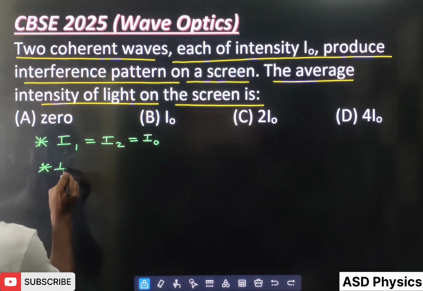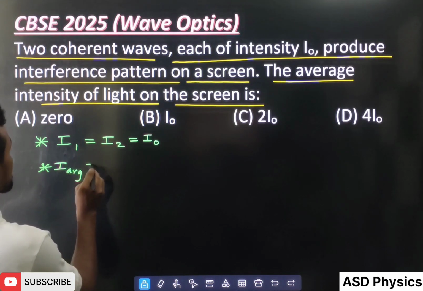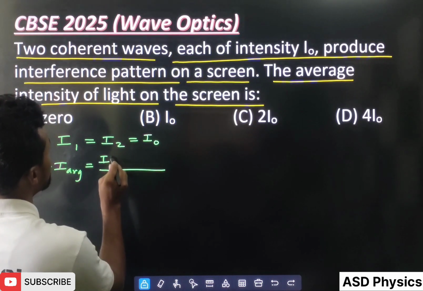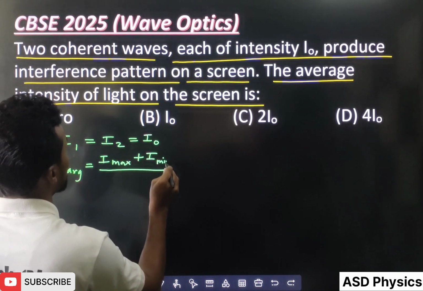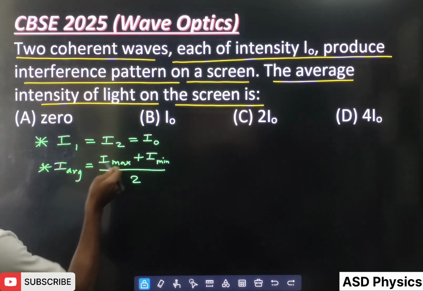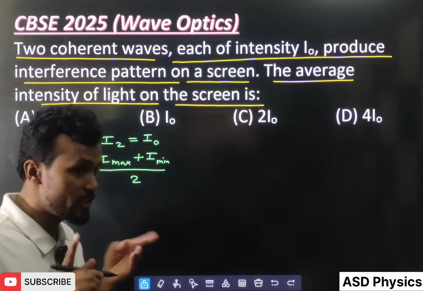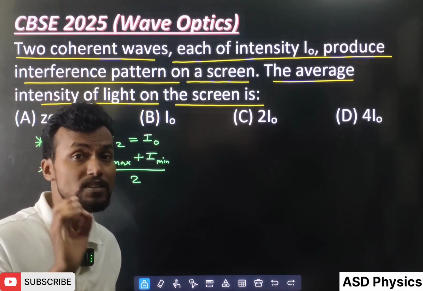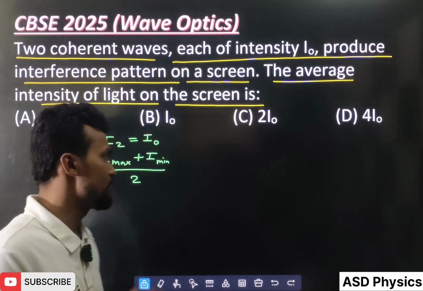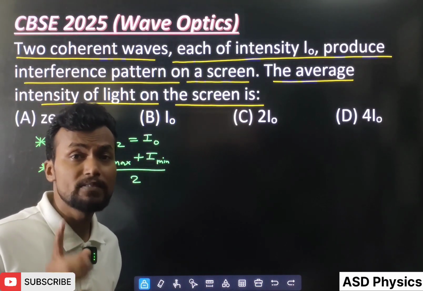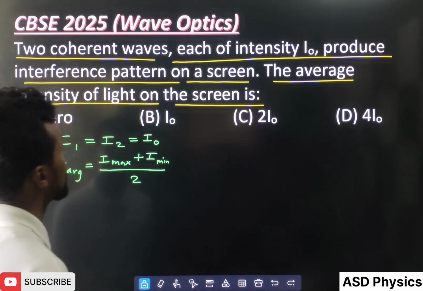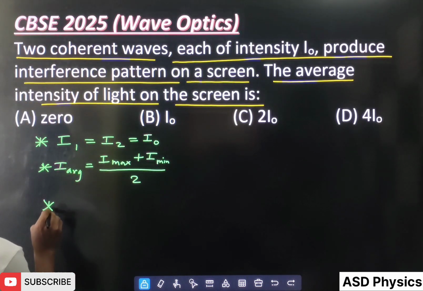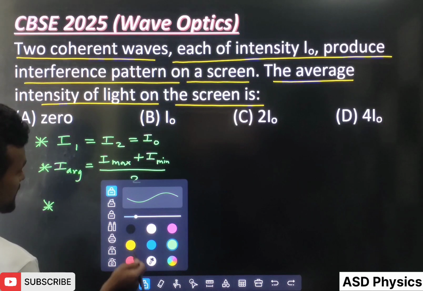Remember that to calculate the average intensity, the formula is maximum intensity plus minimum intensity by 2. Maximum intensity will be there when the phase difference between the two waves is 0, that means they are in the same phase. Minimum intensity will be there when both the waves are out of phase, that means the phase difference will be 180 degree. To solve this question, we need the intensity formula.